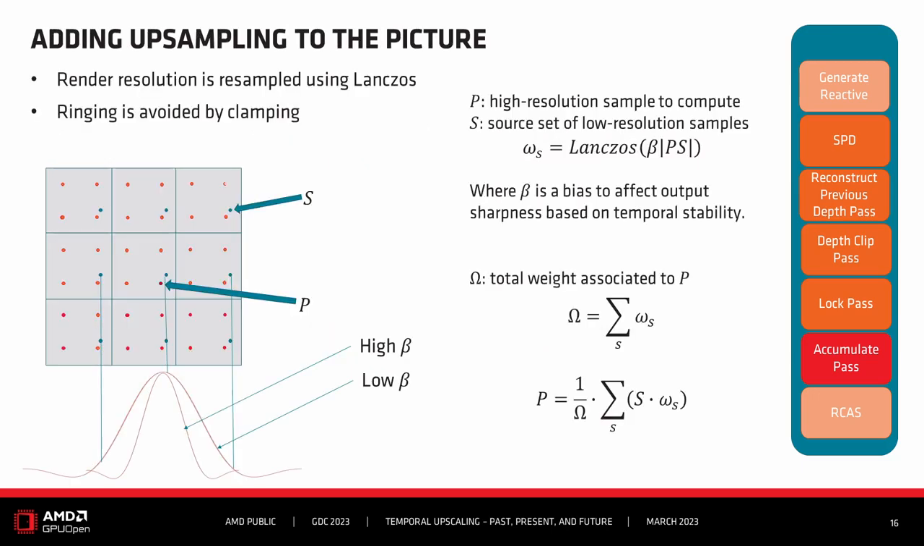So let's add upsampling to the mix. So now for every low resolution pixel, we have one new sample. We have multiple pixel centers of the high resolution image. Please note that the high resolution pixel centers will not always align nicely with the low resolution image, as we want to support dynamic resolution scaling or just any arbitrary upscale ratio.